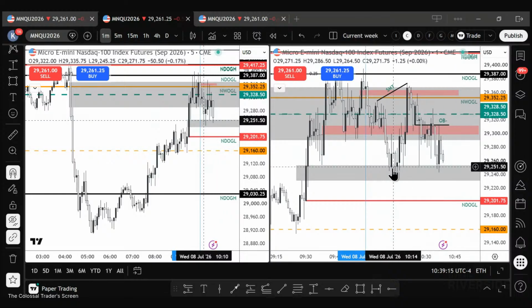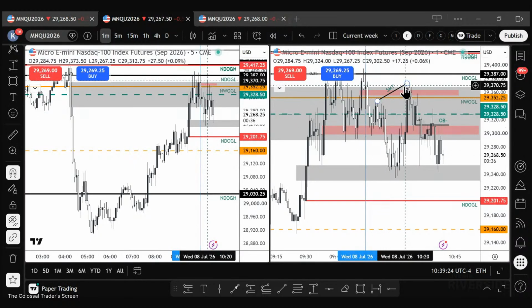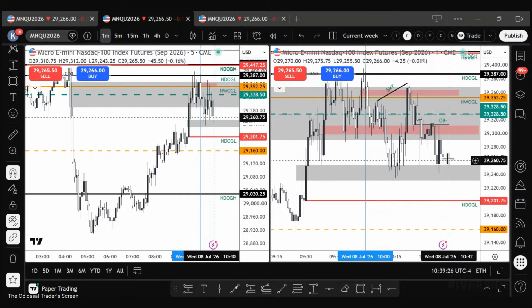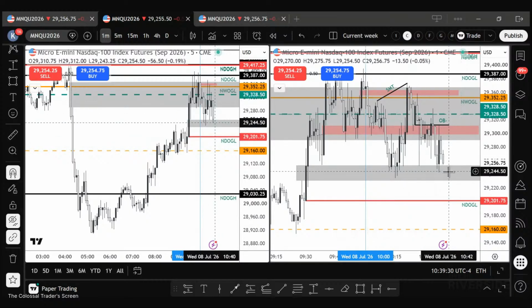Even this aggressive move here, boom, takes out these highs. If they wanted to run this higher, they should have ran for this high already. The fact that they just ran for these highs here and then dropped it tells me this should have some room to go lower. It just has some room to go lower.